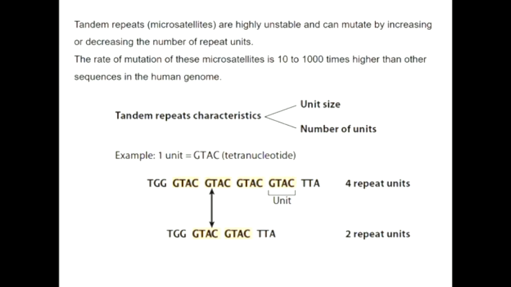This is an example, GTAC, GTAC. It's a multiple repeat. They are what we call polymorphic. Has anyone heard that term polymorphic before? What does it mean? If I say this is a polymorphic variant, what does that mean?